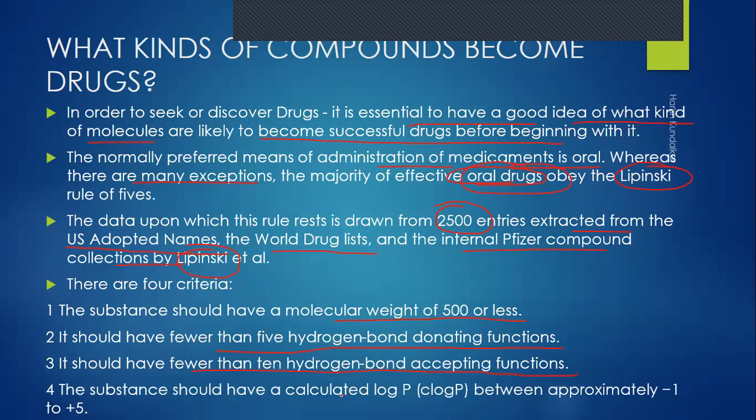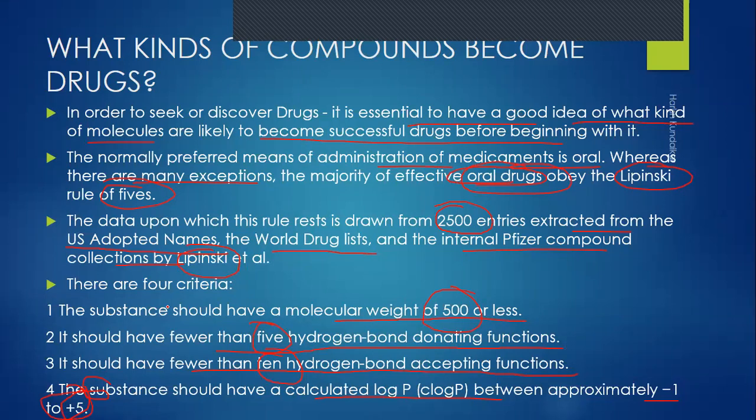And then the substance should have a calculated log P between approximately -1 to +5. So if we see carefully, in the first postulate we are talking of 500, the second postulate 5, the third postulate 10, and the fourth postulate +5. So all of these are multiples of 5, right? Hence Lipinski's rule of 5. They are called Lipinski's rule of 5 because all of these numbers are divisible by 5.